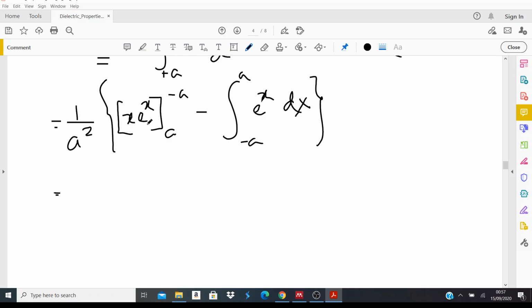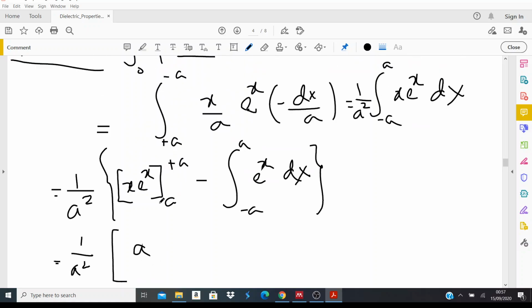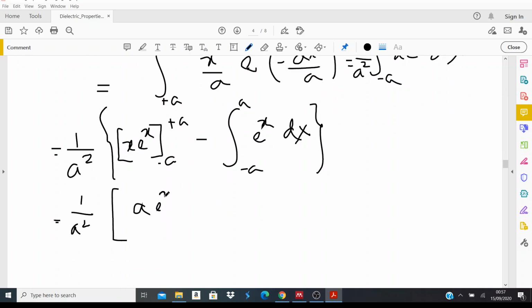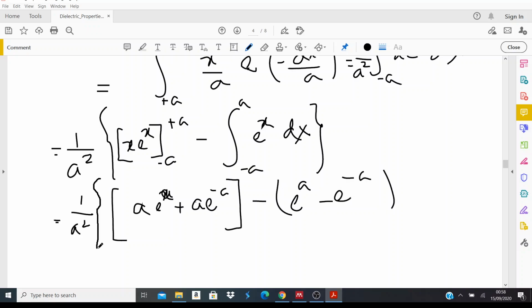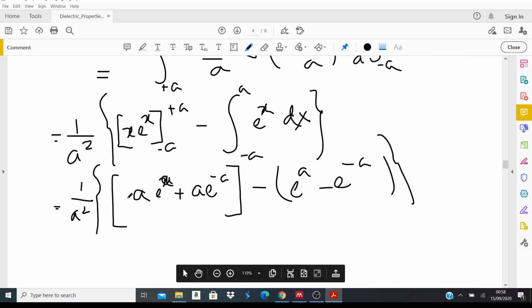And then if we just put the limit of x here, we have a squared, I'm sorry, that should be a plus and that should be a minus. So we have a times e to the power a, and then minus, then another plus, because the formula is a minus and there is a minus of a here, that becomes a plus. So a times e to the power minus a, right? That's this term, and then we have this integration, which is nothing but e to the power a minus e to the power minus a, right? And overall we have this 1 by a square here.